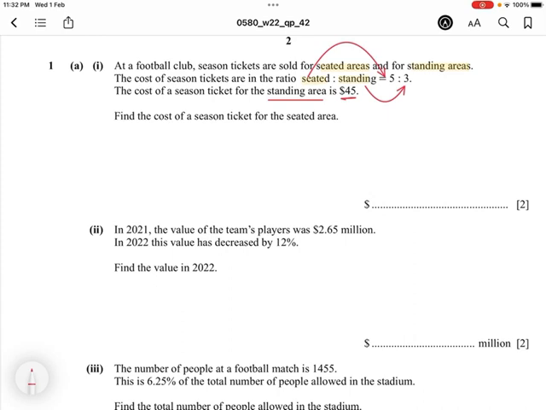We can see that 45 is the standing, right? It is the standing area, and it has how many ratios? It has 3 parts. So x is equal to 5 for the seated area, and that is what they are asking us in this question, to find the cost of the season ticket for the seated area. So we have to just cross multiply it.